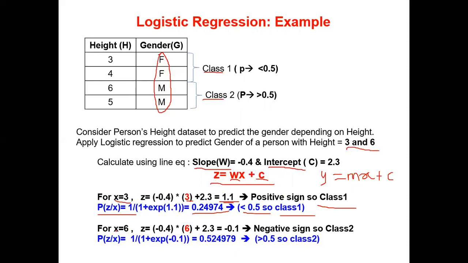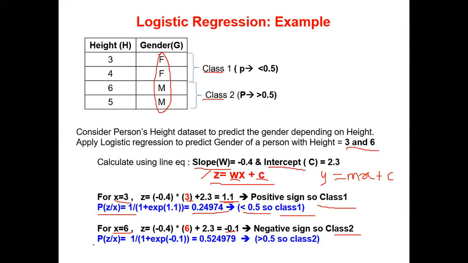Now find the class for the query point 6. Use the equation again: z equal to wx plus c. My w is minus 0.4, times 6, where 6 is my x value, the query point, plus 2.3, my intercept, which equals minus 0.1. Because the value of z is negative, it belongs to class 2. The value is negative, so we can simply say it belongs to class 2.